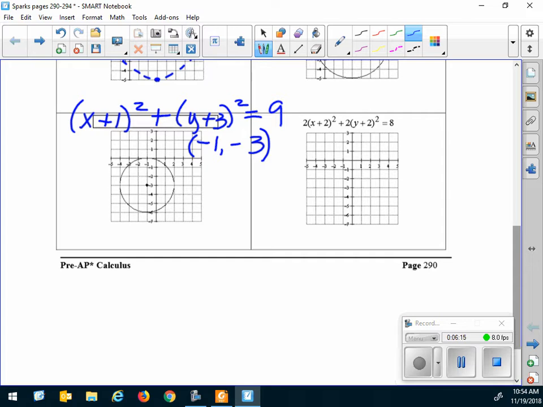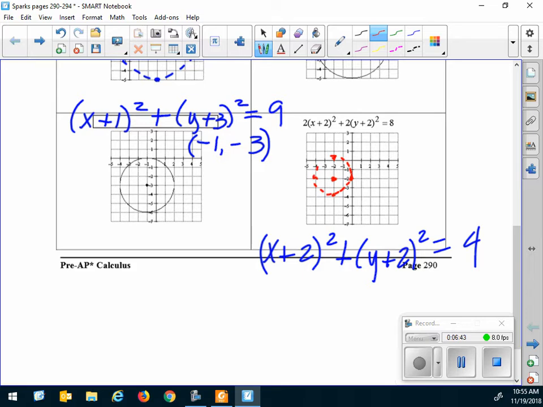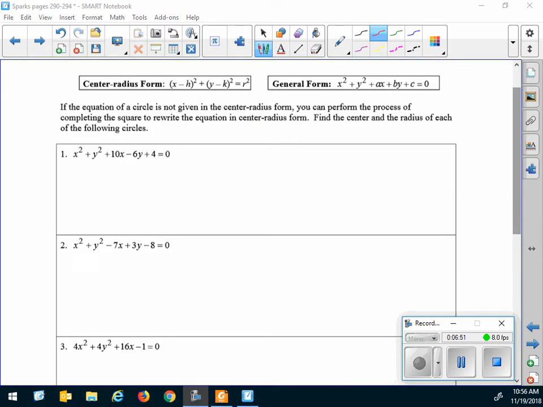What do we need to do to this last equation? Divide it by 2, so we're going to have x plus 2 quantity squared plus y plus 2 quantity squared equals 4. Center, -2, -2. Radius, 2. And there's a really bad circle. Next page. Here we go.